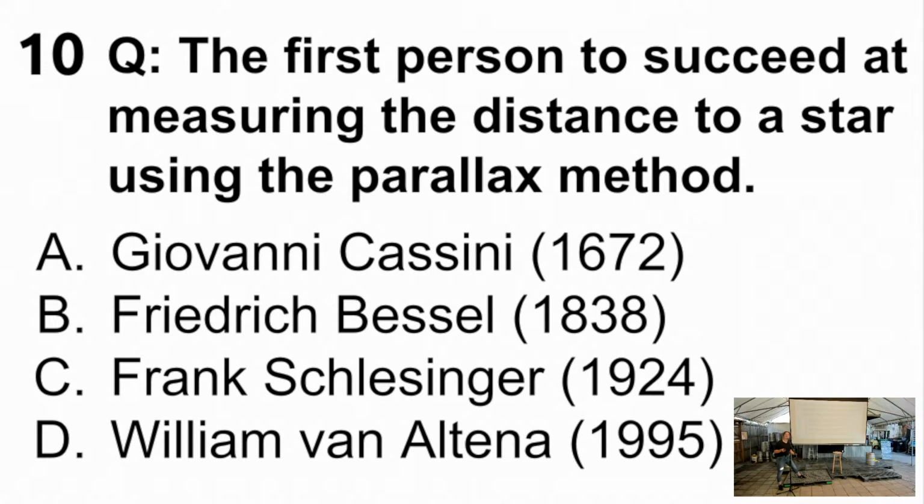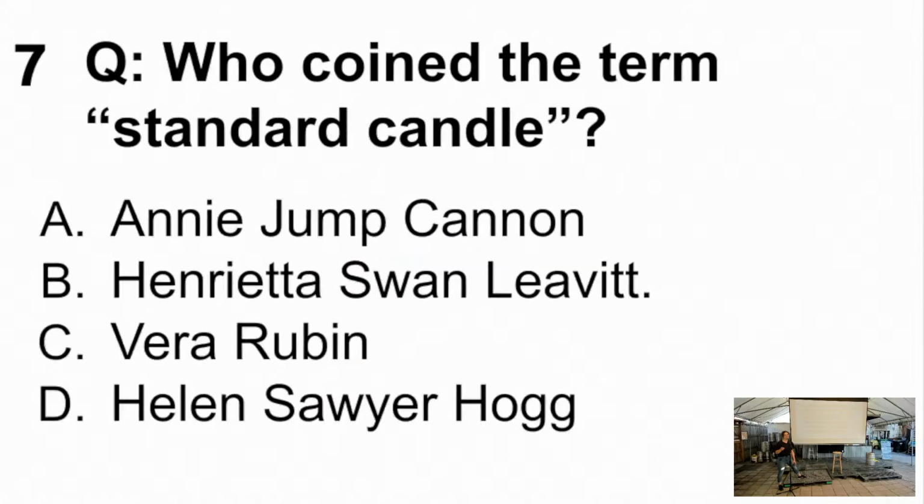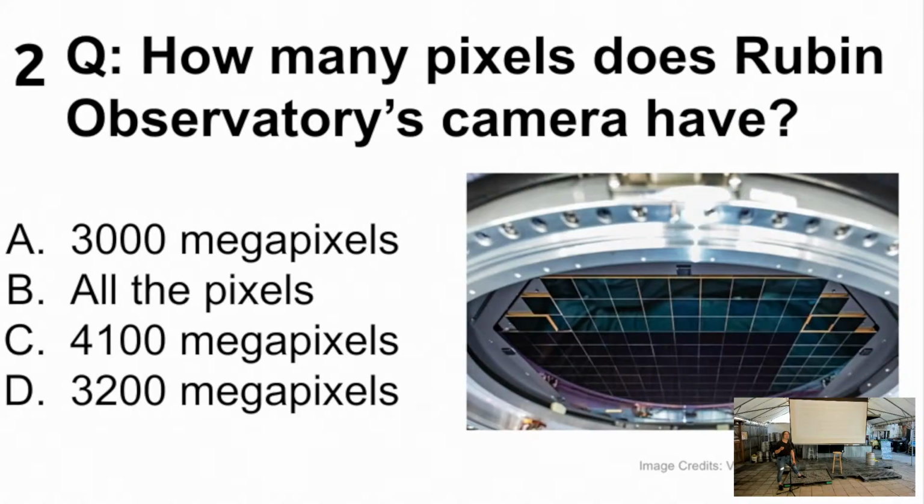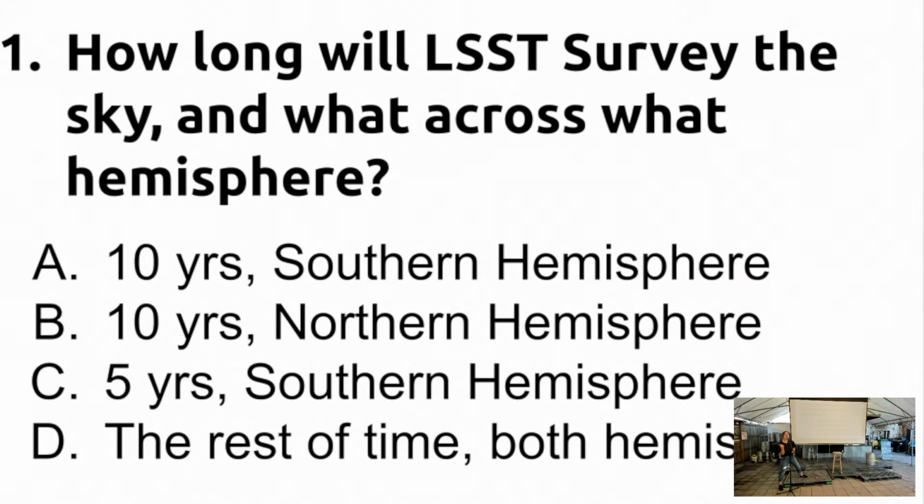Okay, so now I will reread all of the questions for a second time. Question 1. How long will LSST survey the sky and across what hemisphere? A, 10 years across the southern hemisphere. B, 10 years across the northern hemisphere. C, 5 years across the southern hemisphere. Or D, the rest of time across both hemispheres.